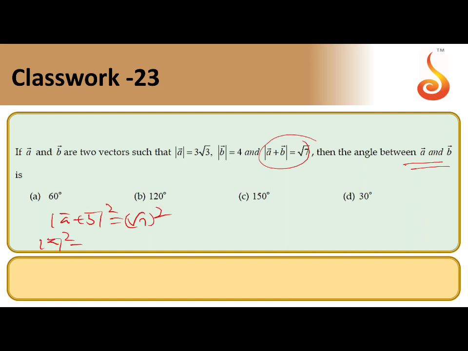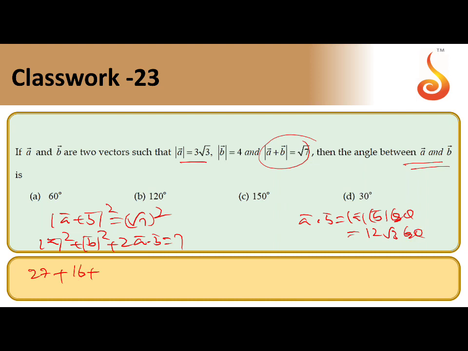So modulus A square plus modulus B square plus 2 A dot B equal to 7. So calculate A dot B. A dot B is modulus A, modulus B cos theta. Modulus A is 3 root 3 into 4. That is 12 root 3 cos theta. You can use that here. Modulus A means 3 root 3 whole square, that is 27. Modulus B whole square is 16. Plus 2 into 12, 24 root 3 cos theta equal to 7. You can use this value here. So now this is clear. The next step: shift that to the other side.